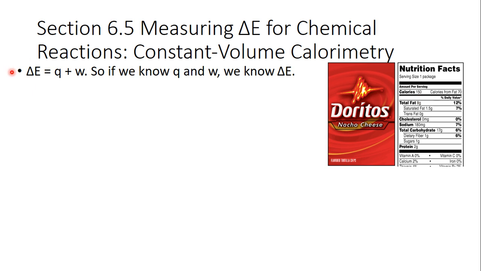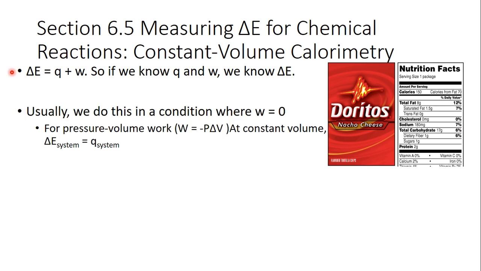So just some basics. Delta E equals Q plus W. We know that. So if we know heat and work, we know delta E. We've covered that. So if you do calorimetry, you usually don't want to worry about work. If we're talking about pressure volume work, and we don't change our volume, we're not doing any work, then W is zero, so the change in energy of our system is just the heat of the system.